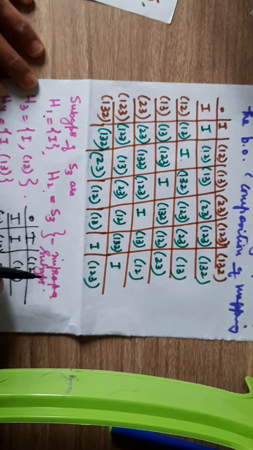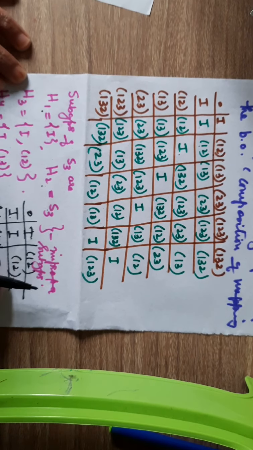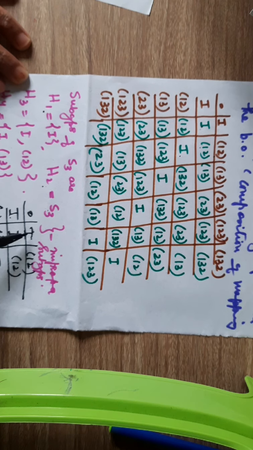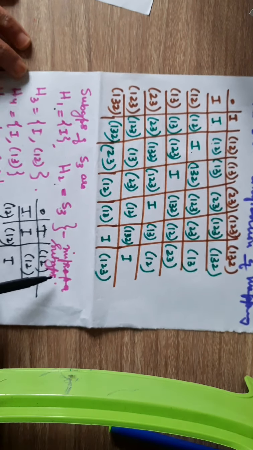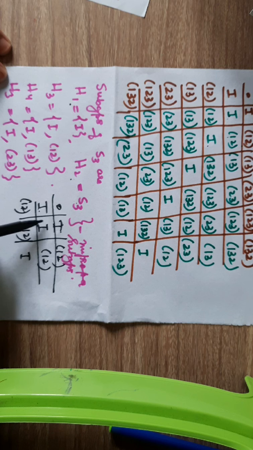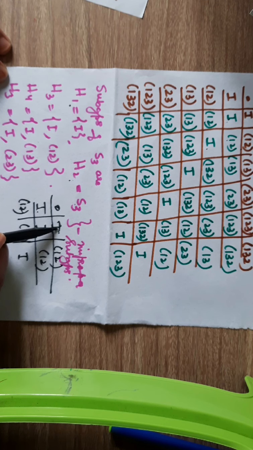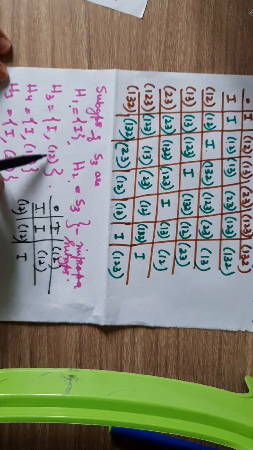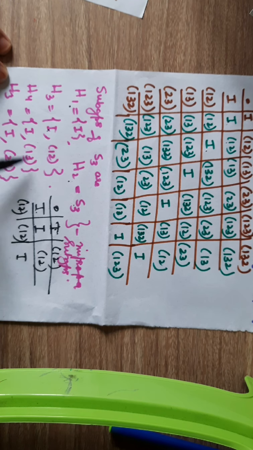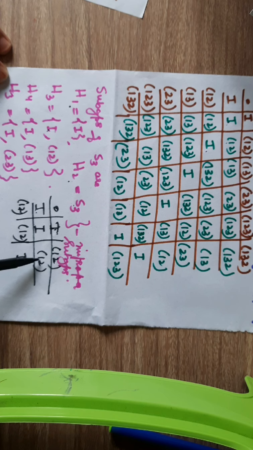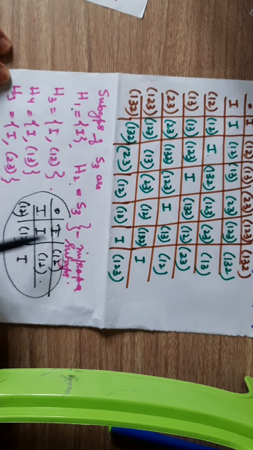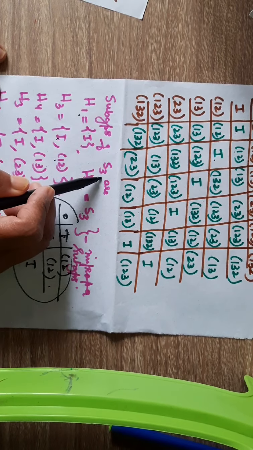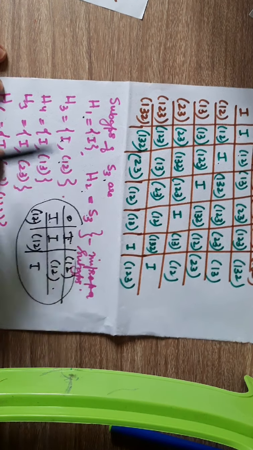It satisfies all three axioms. Associativity: since S3 already satisfies the associative property, H3 also will satisfy it, since it is a subset of S3. Then the identity element exists, that is I itself, and every element of H3 has an inverse in itself. The inverse of I is I itself, and the inverse of (1 2) is (1 2) itself. So this one forms a group, or satisfies the group axioms, and since it is a subset of S3, it will be a subgroup of S3.